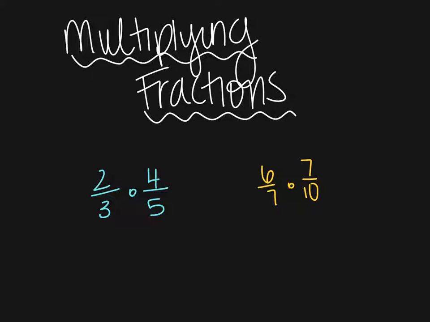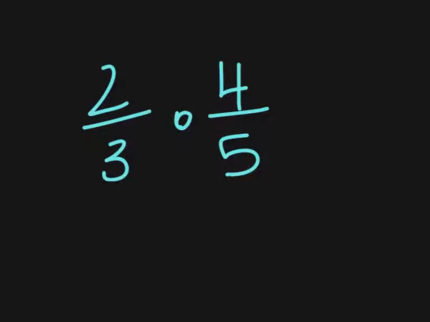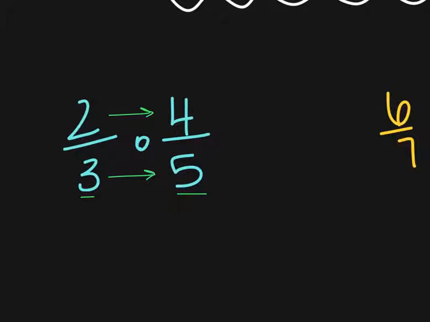Okay, so multiplying fractions is super simple. They're really simple because, unlike adding fractions, it doesn't matter that we have different denominators. All you have to do is multiply the numbers across on top and multiply the numbers across on bottom. So it essentially becomes one large fraction where I have 2 times 4 and then 3 times 5.